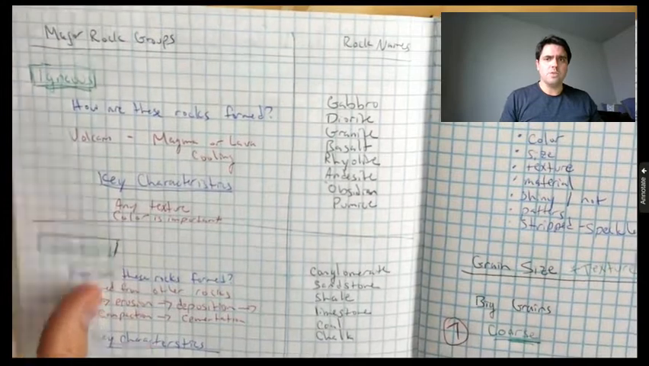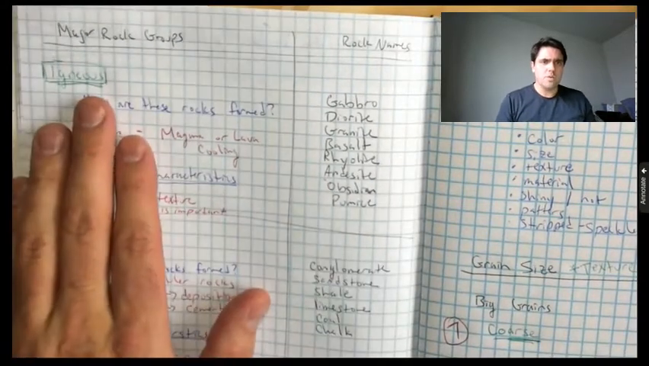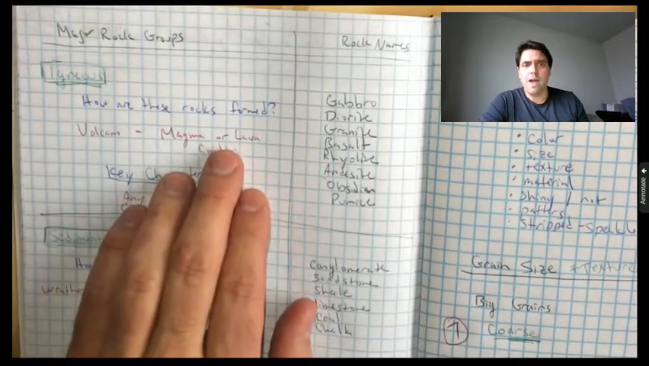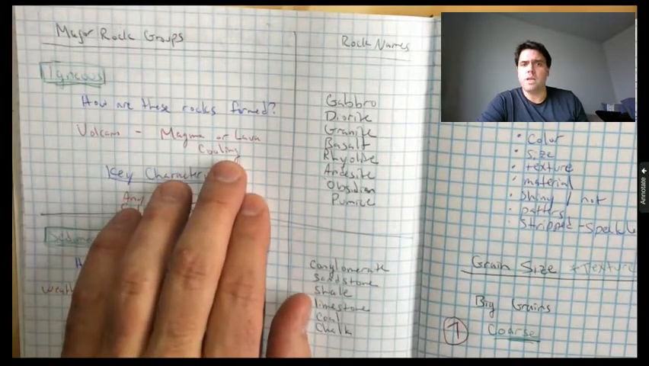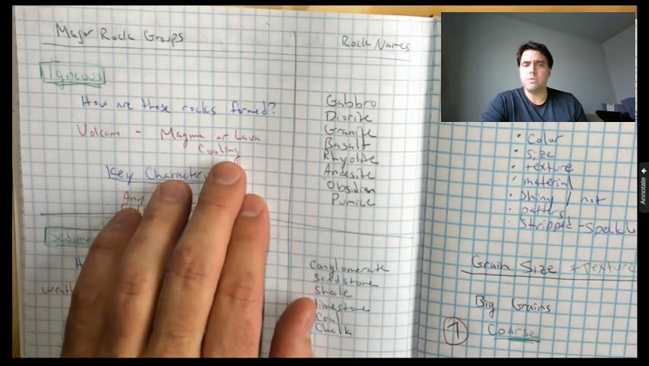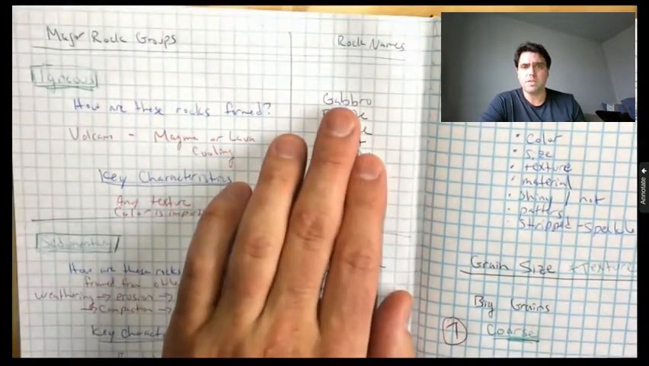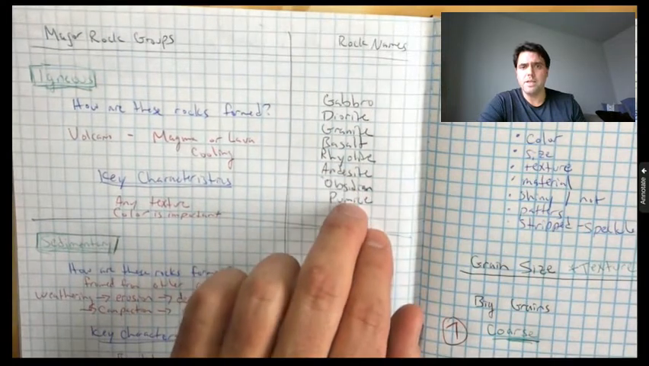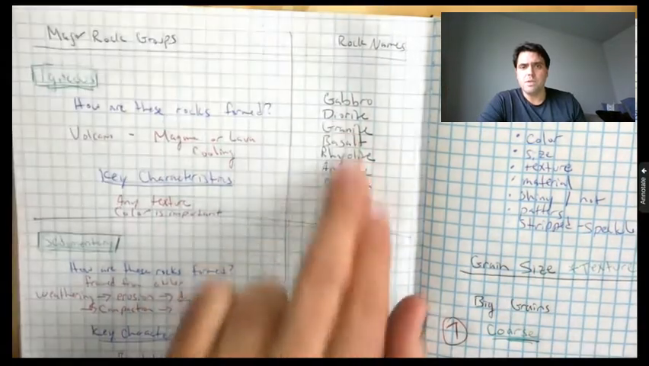So the next thing we did was we got into our major rock groups. We started with igneous. Igneous rocks are formed from volcanoes when magma or lava is cooling. And depending on how and where exactly the magma and lava is cooling will tell you what kind of rock it turns into. Rocks on this list: gabbro, diorite, granite, basalt, rhyolite, andesite, obsidian, and pumice. So make sure you've got that list in there.